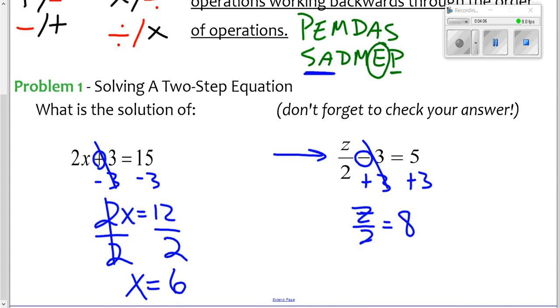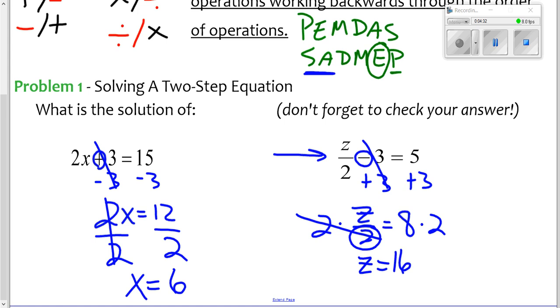Okay, now remember the fraction being a division problem, I'm going to undo that with multiplication. We remember from our previous section that I'm going to multiply both sides by whatever the denominator is. So in this case, it was a 2. So that means these will go away. I'm left with what's at the top. So z, 8 times 2 is 16.